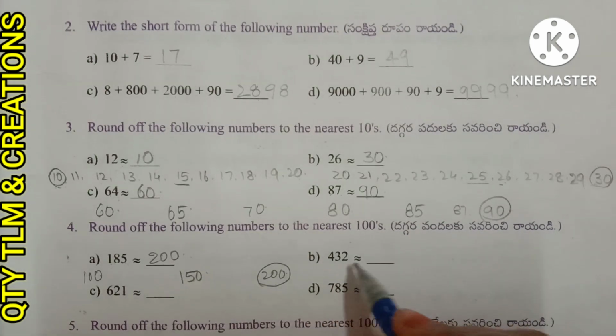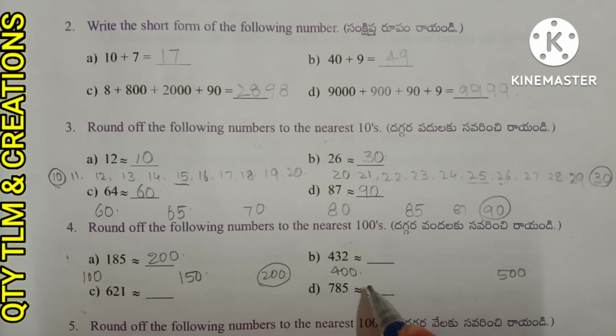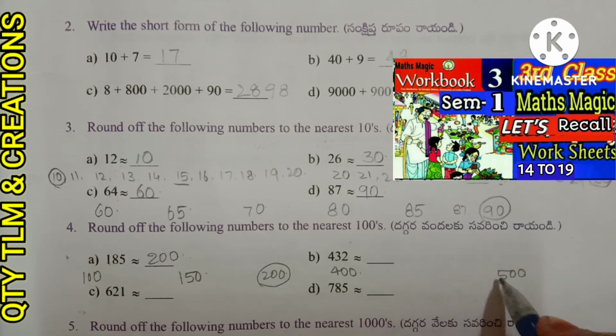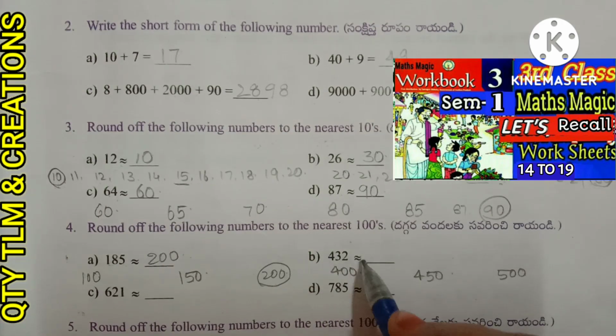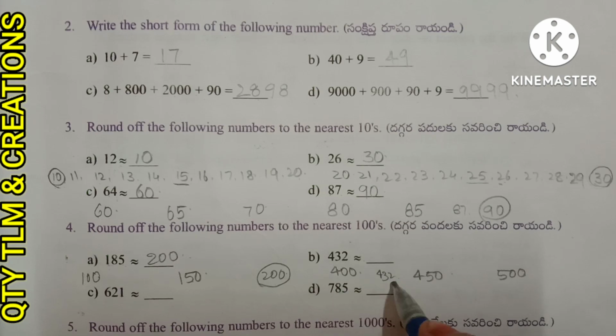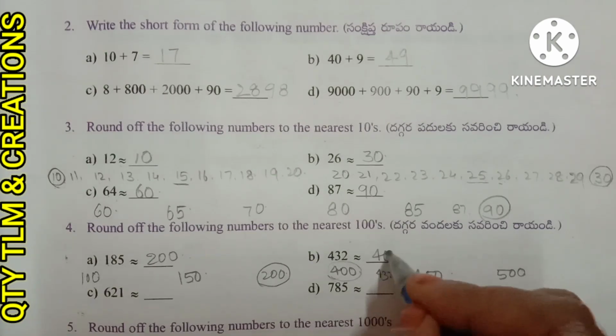Next B 432. Here also we have to remember that 432 comes between 400 and 500. Now the mid number of 400 and 500, that is 450. So 432 comes before 450. So it is nearer to 400. If 432 is rounded off to the nearest 100, it becomes 400. So we have to write 400 here.